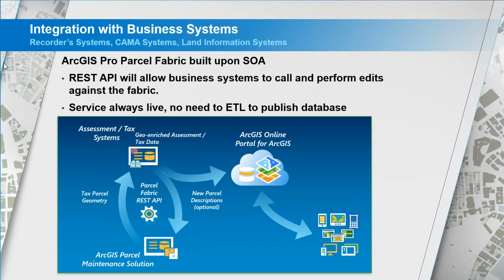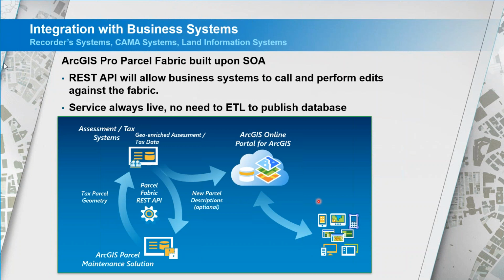Likewise, if the business system supports a service call, I can call certain functionality from my parcel fabric up to my business system. And as this is published, it's always live. There's no need to ETL this information. So if there is something that happens in my parcel fabric, that information is immediately reflected, it's live, and can be immediately seen by my different applications.